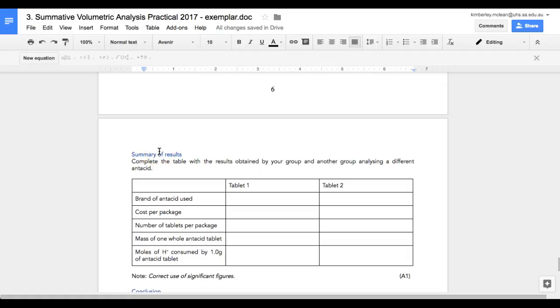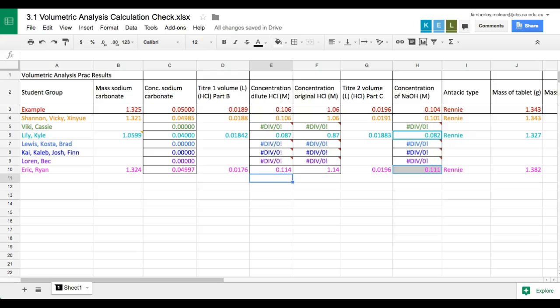What I suggest is that you work also with the spreadsheet available to you via Google Classroom, which is called 3.1 Volumetric Analysis Calculation Check. So I've set this spreadsheet up to enable you to check that the values that you are getting via the calculations that you're doing by hand and putting into your report are actually valid. So if you click on the example cells, you'll be able to see I've just put in an arbitrary value there of what my mass of sodium carbonate would have been had I done the experiment. But then each of the cells following on from there actually have equations entered into them, which then follow down to the cells below.